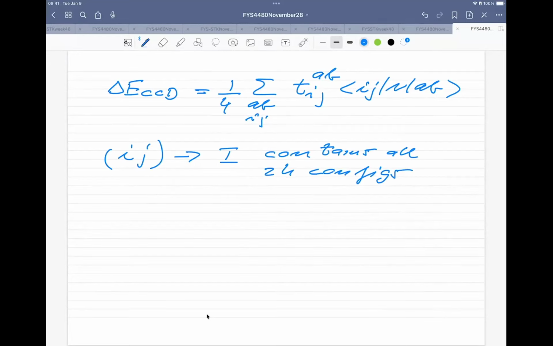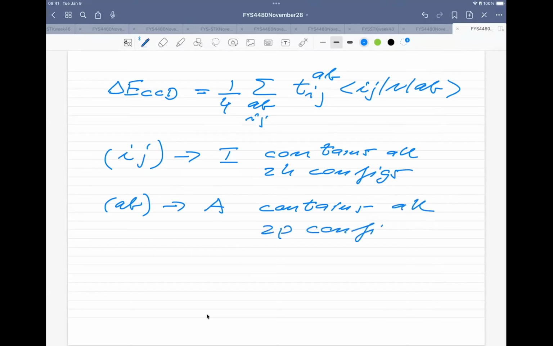Then, if I look at A and B, I just replace that with a new label, which I call A. That is a container which points to all the single-particle states which are made up with these guys here. It contains all two-particle configurations. Now, if you look at the pairing model which we had, let's take that as an example.